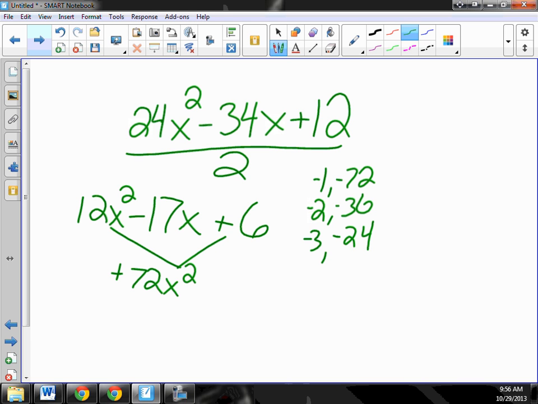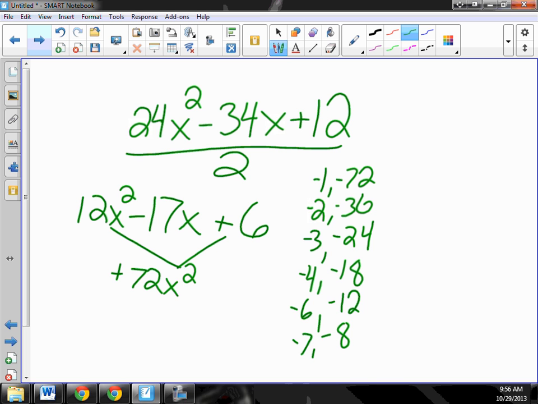No. Negative 4 and negative 18. Nope. 5 doesn't work. Negative 6 and negative 12. That doesn't work. Negative 7 and negative 8. That's the one. Everybody see that? Negative 7 and negative 8.